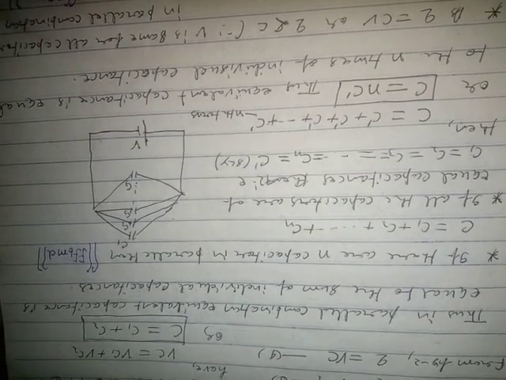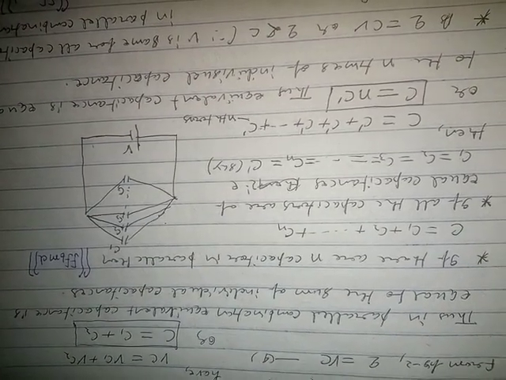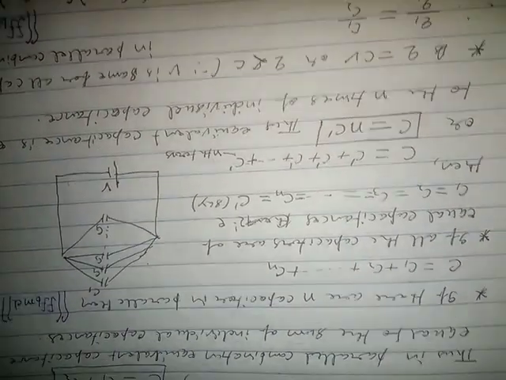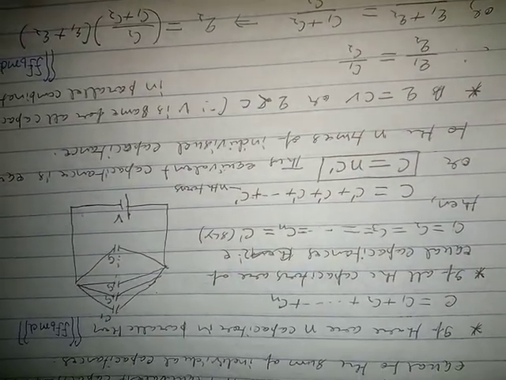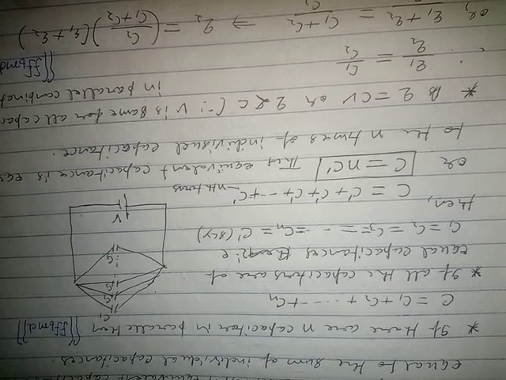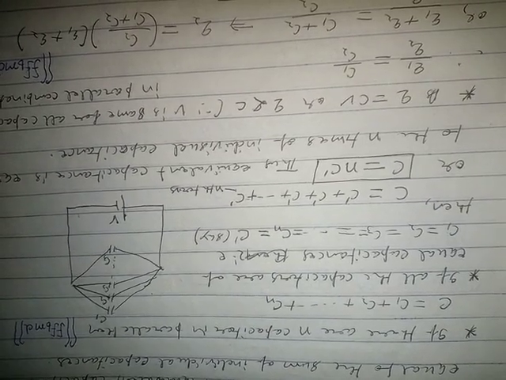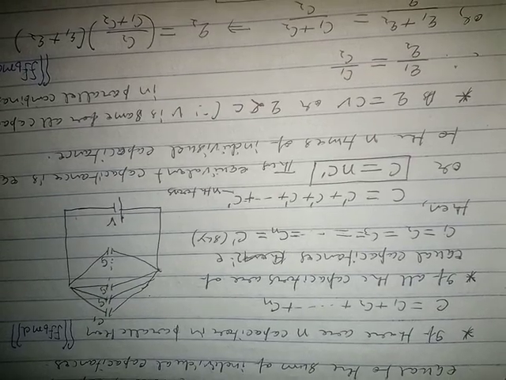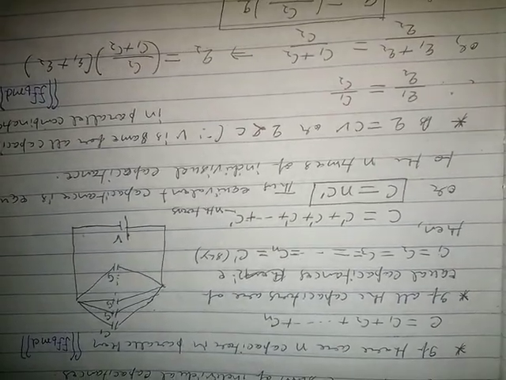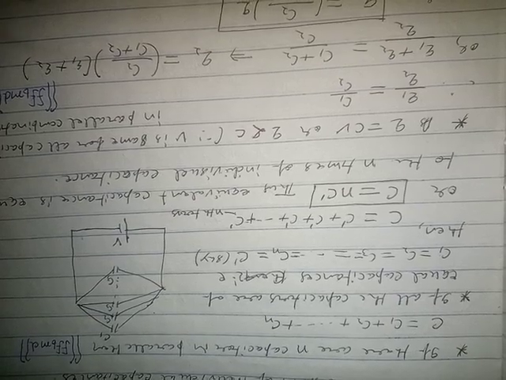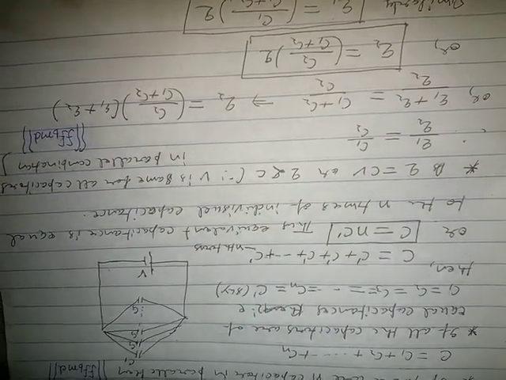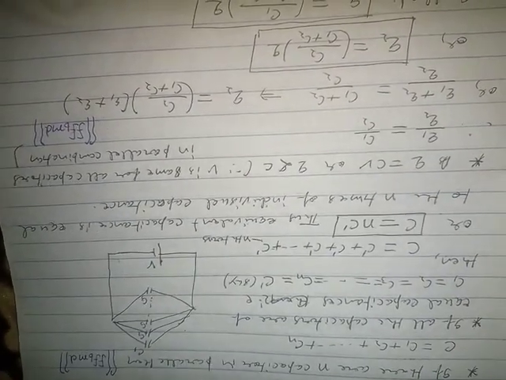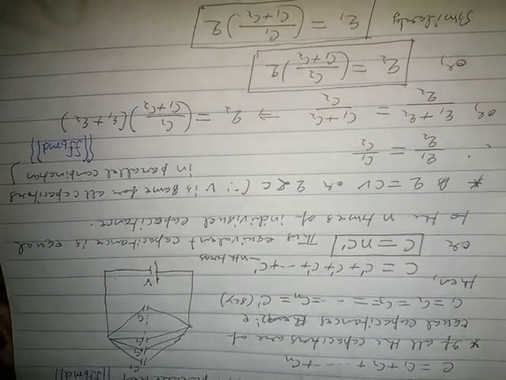If there are n capacitors in parallel, then the equivalent capacitance C equals C1 plus C2 plus ... Cn. If all the capacitors are of equal capacitance, that is C1 equals C2 equals C3 equals ... Cn equals C dash, then C equals C dash plus C dash plus C dash ... n terms, or C equals n into C dash. This equivalent capacitance is equal to n times the individual capacitance.